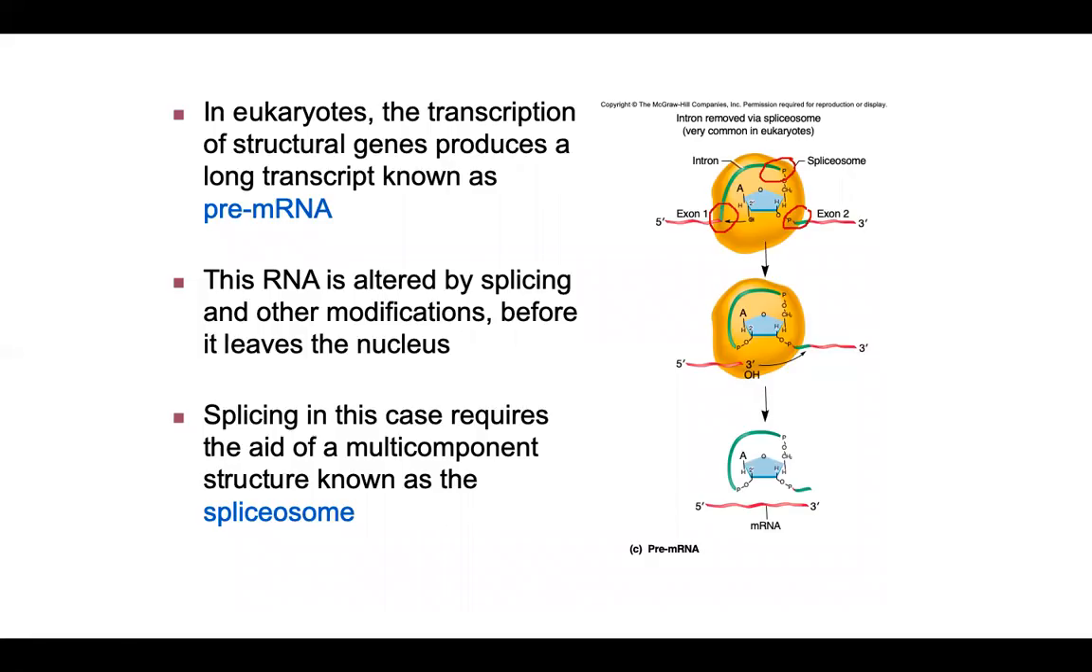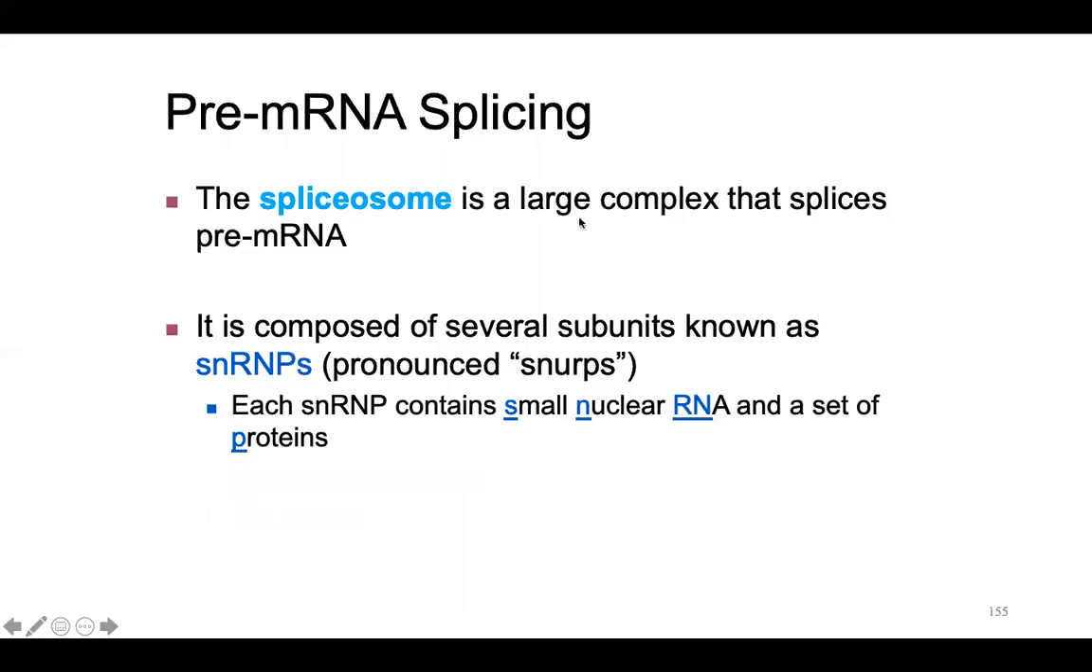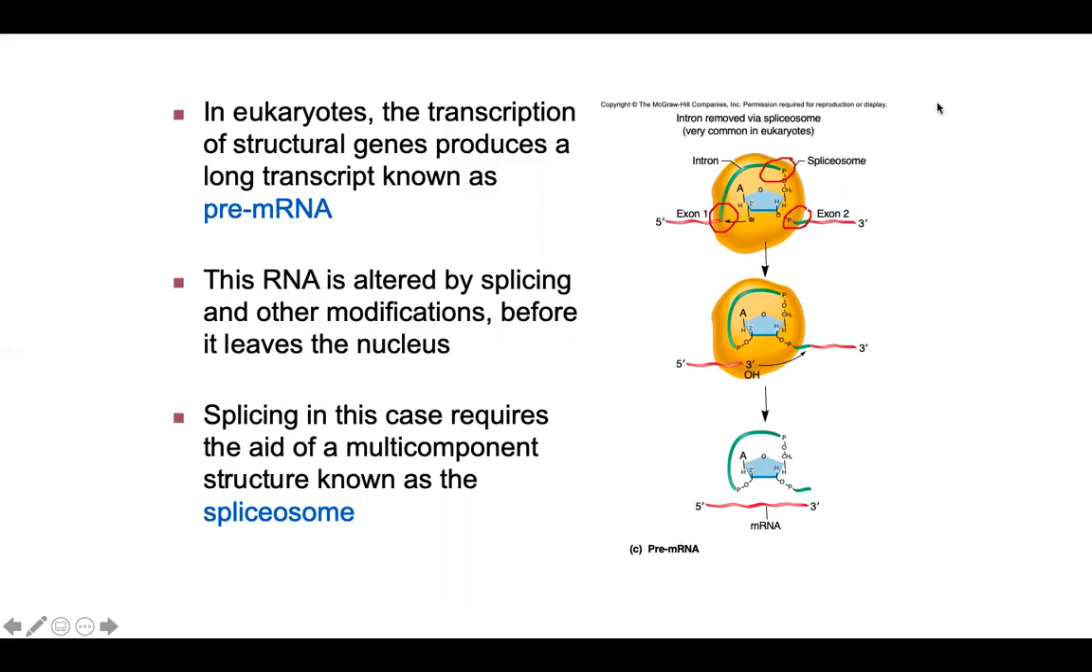In eukaryotes, the transcription of structural genes produces a long transcript known as a pre-mRNA. Once the RNA polymerase II of eukaryotes reads the DNA template from 3' to 5', it produces this RNA called pre-mRNA. This RNA is altered by splicing and other modifications before it leaves the nucleus. Splicing in this case requires the aid of a multi-component structure known as a spliceosome. The spliceosome is a large complex that splices the pre-mRNA. It is composed of several subunits known as snRNPs, or small nuclear ribonucleoproteins, containing small nuclear RNA, and a set of proteins. So it is called snRNPs. Okay, so this is the general process of the spliceosome.